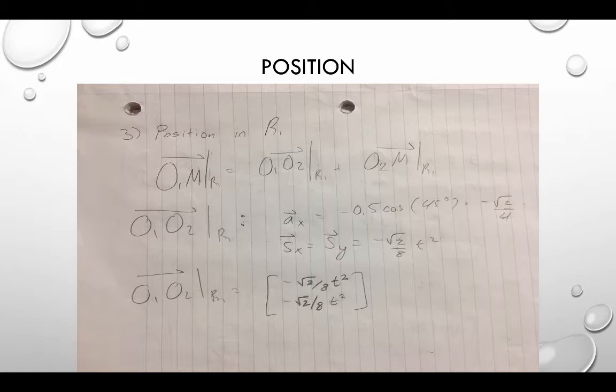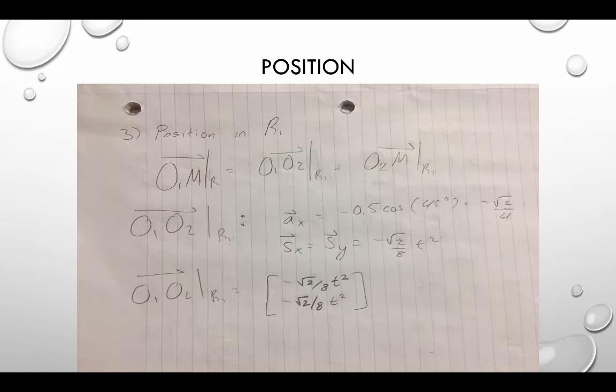We'll start out by finding the position vector O1 to O2 in R1, which is describing how O2 is moving relative to O1 in reference frame 1. Because we know the disk is accelerating at 45 degrees south of west at 0.5 meters per second squared, we can find this relatively simply. Because it is 45 degrees, it is simply negative 0.5 cosine 45 degrees, or negative root 2 over 4 for both the x and y direction.